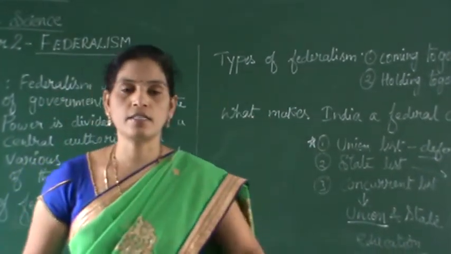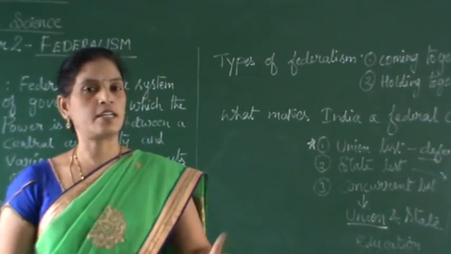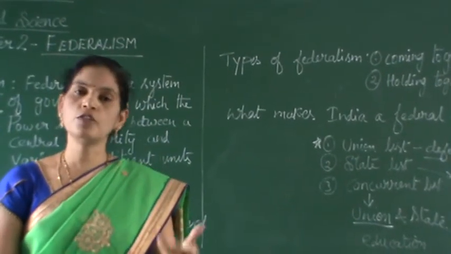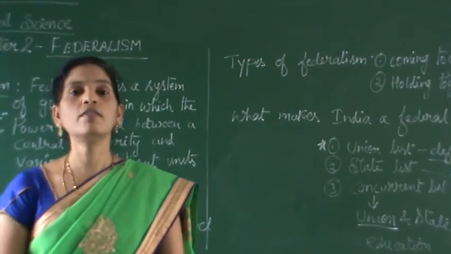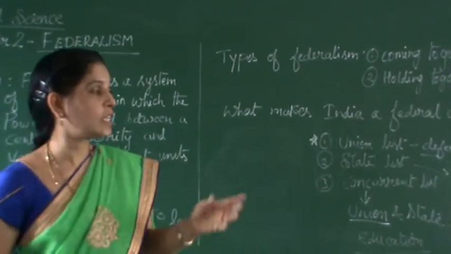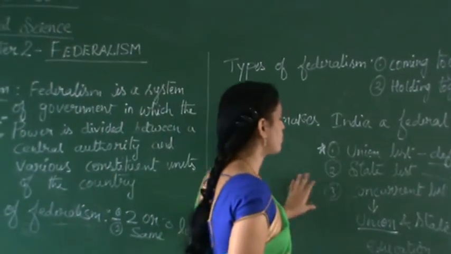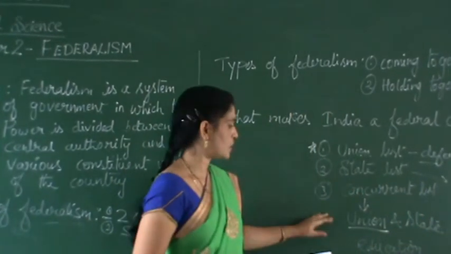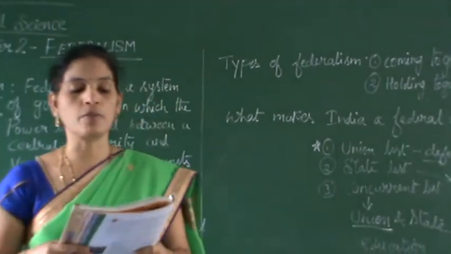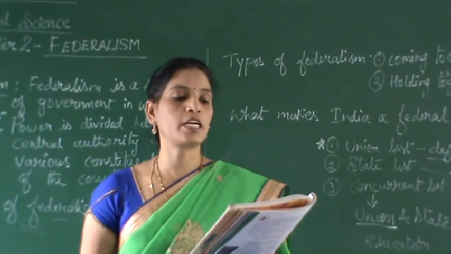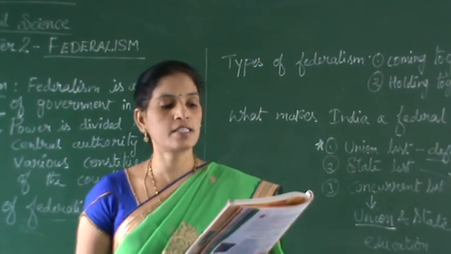At the central level we have CBSE, at the state level we have state boards. Even universities, at the central level we have different universities, and also at the state level we have different universities. So these are the things which fall under the concurrent list, which are held by both state and central government. Both the union as well as the state government can make laws on subjects mentioned in this list.